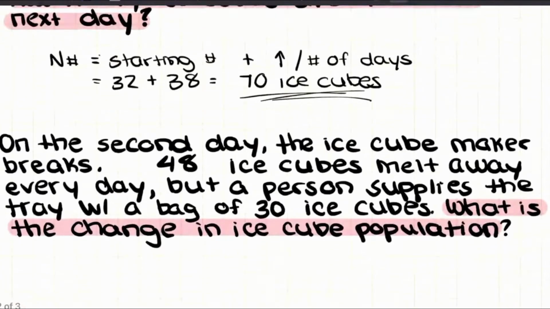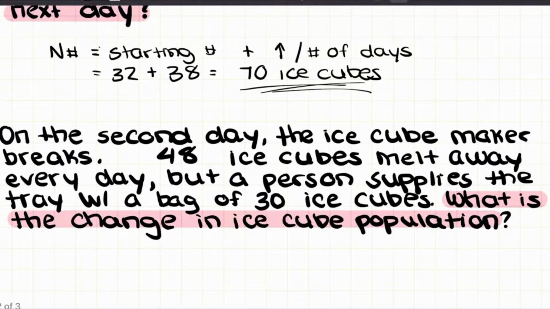Now, we have another problem that uses sort of the same thing. On the second day, the ice cube maker breaks. 48 ice cubes melt away every day, but a person supplies the tray with a bag of 30 ice cubes. What is the change in ice cube population?